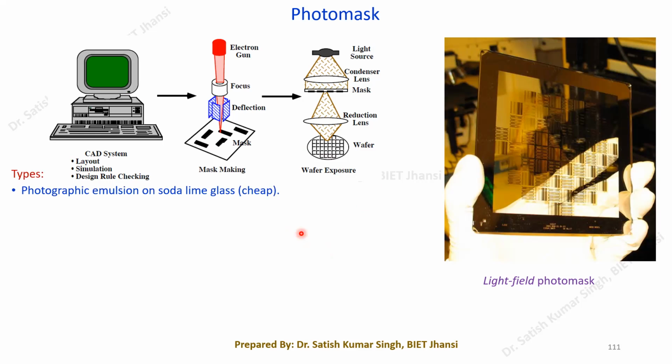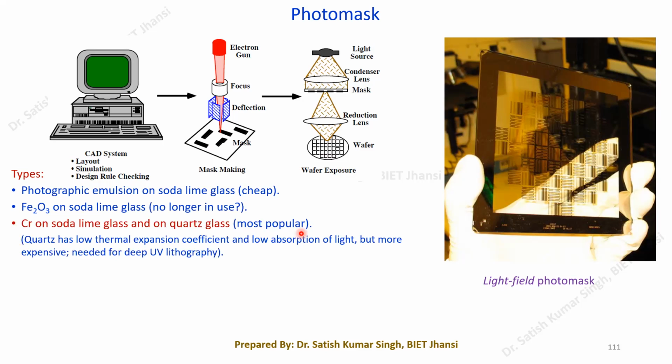The basic types you can see here: photographic emulsion on soda lime glasses. They are very cheap, but the quality is not that good. In earlier days, Fe2O3 on soda lime glasses was also used, but the most prominent is chromium on soda lime glass or on quartz glasses. This is the most popular one.